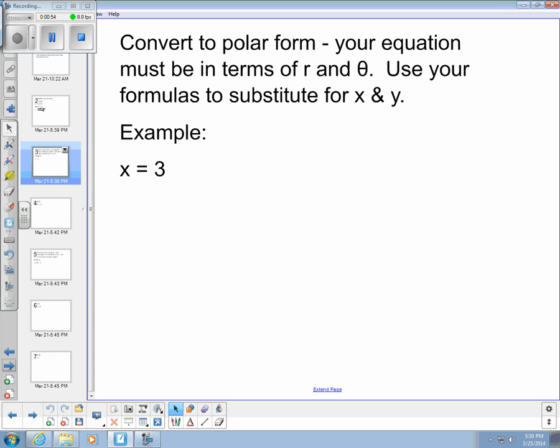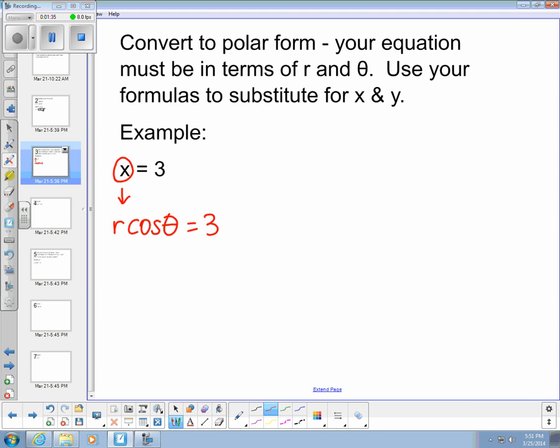Okay, so we're going to start by converting equations from rectangular form to polar form, which means our equation will have an x and y, and we need to get it into a form that only uses r and theta. So we're going to need to use our formulas, and we're going to substitute for any x's and y's. So in this equation, x equals 3, which we know would be a vertical line crossing the x-axis at 3. We need to substitute the formula for x. And according to our formulas, x is equal to r cosine theta. So we're going to substitute that in and get rid of the x. So r cosine theta equals 3.